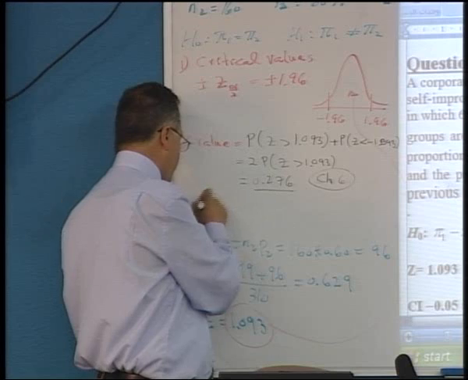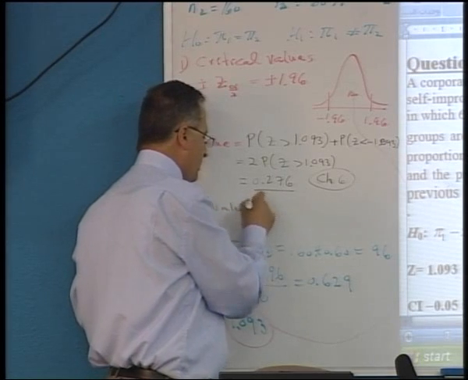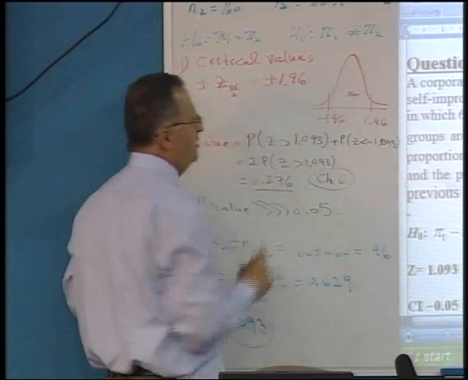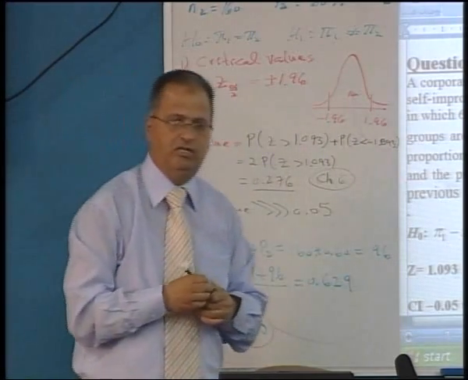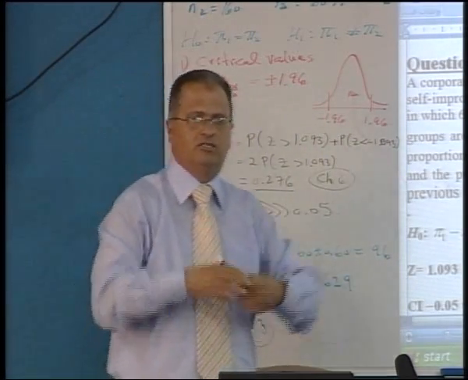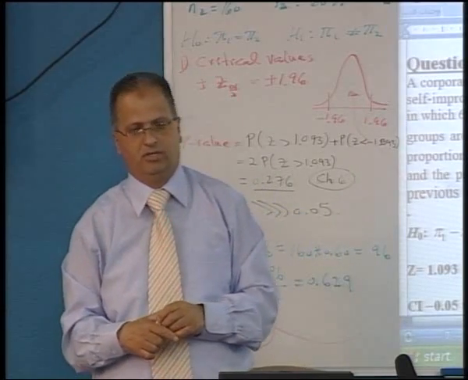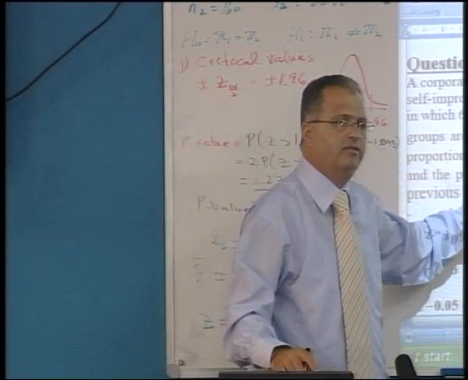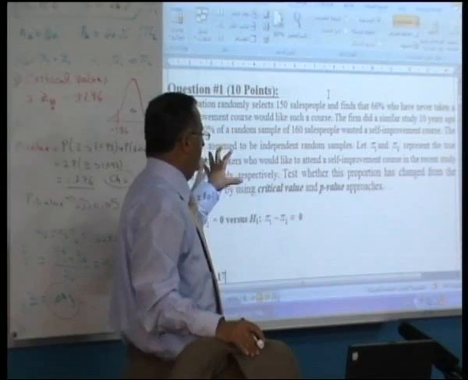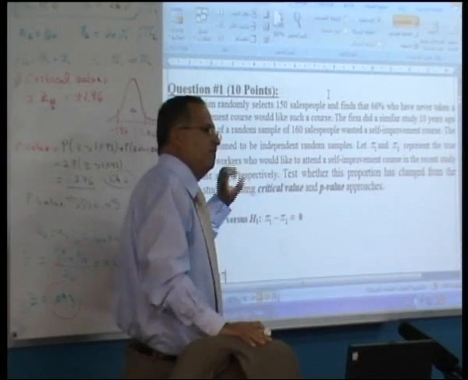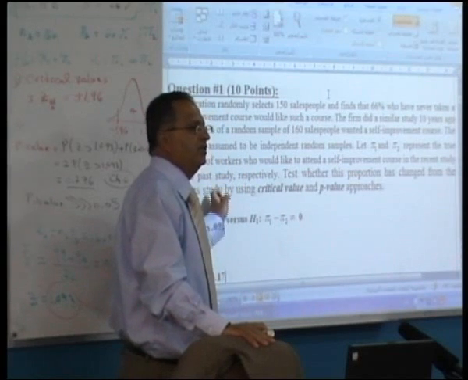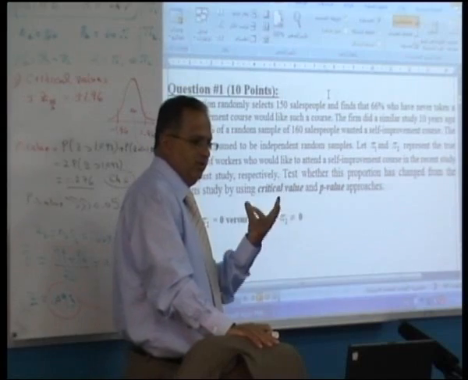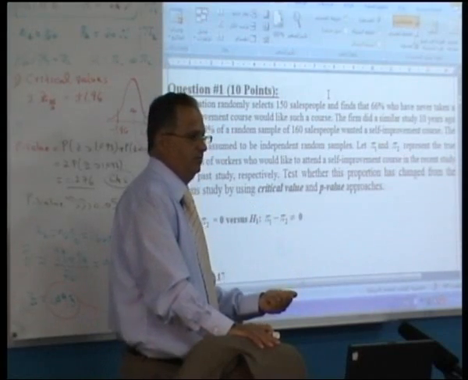Since my p-value is much greater than alpha, that means we don't reject the null hypothesis, so we reach the same conclusion, that there is not sufficient evidence to support the alternative. Also, we can perform the test by using the confidence interval approach, because here we are talking about a two-tailed test.